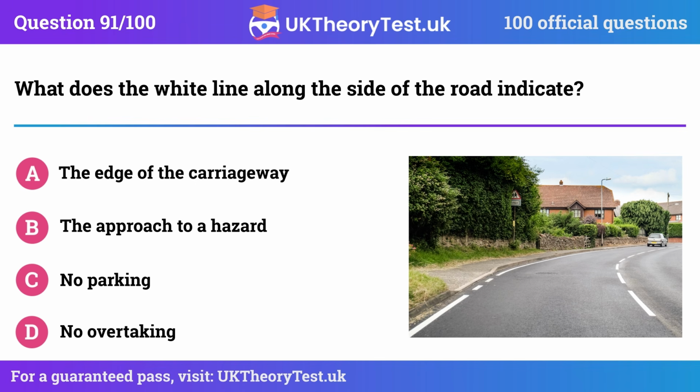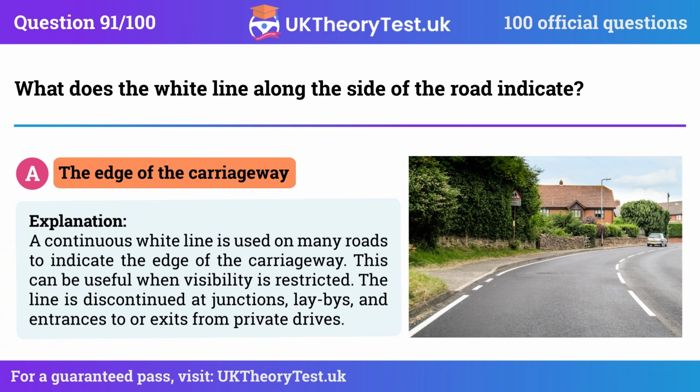The correct answer is A. The edge of the carriageway. Explanation: a continuous white line is used on many roads to indicate the edge of the carriageway. This can be useful when visibility is restricted. The line is discontinued at junctions, laybys, and entrances to or exits from private drives.